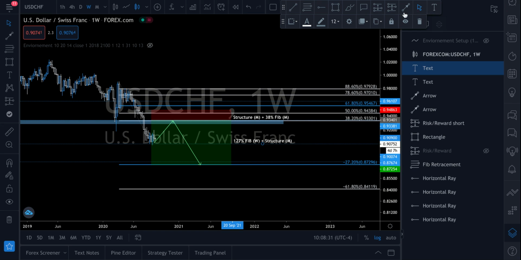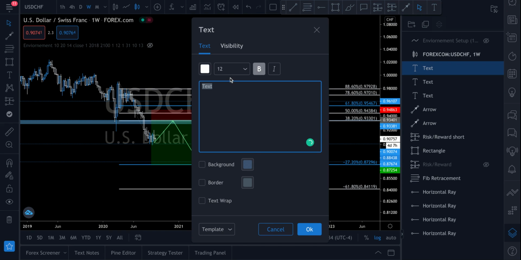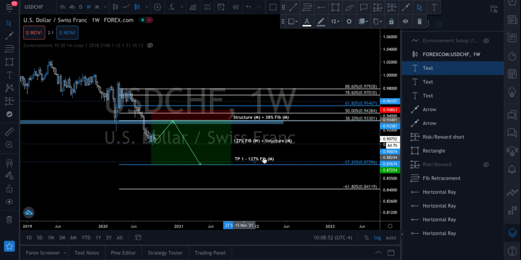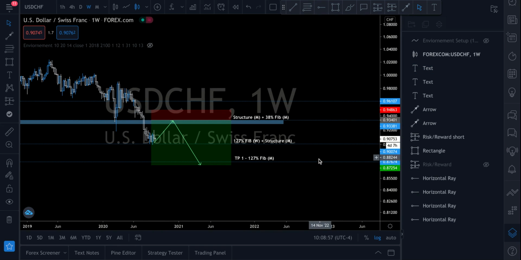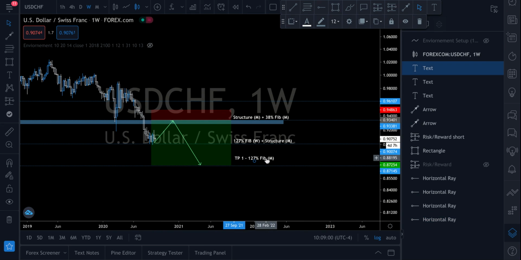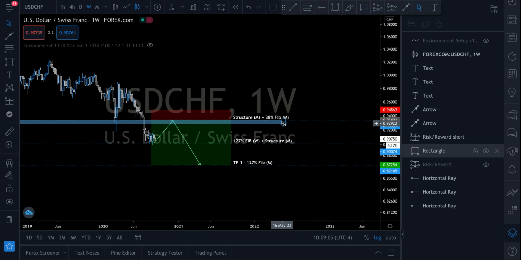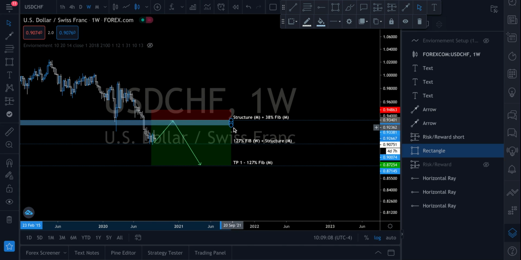And lastly, we have this. TP1. It's a 127% fib extension. And this was on the monthly. So we're going to delete things that we don't need. We're going to tidy this up.